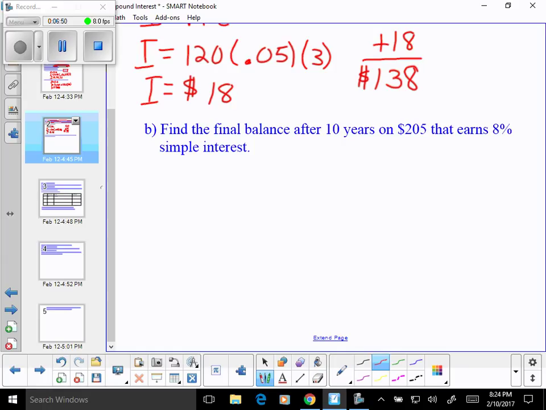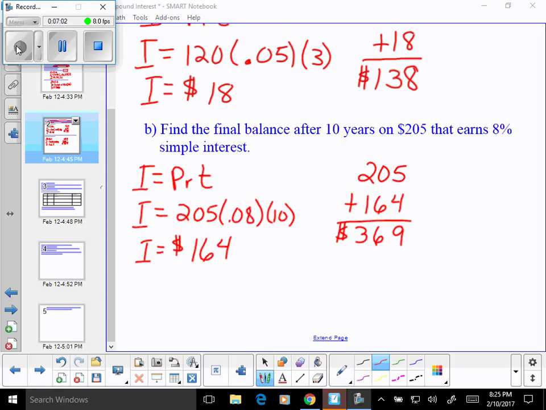Press pause. Do the problem yourself. Again, you're not here to learn to copy. You're here to learn to do the work. And I hope you've gotten the right answer of interest of $164 and a final balance of $369.